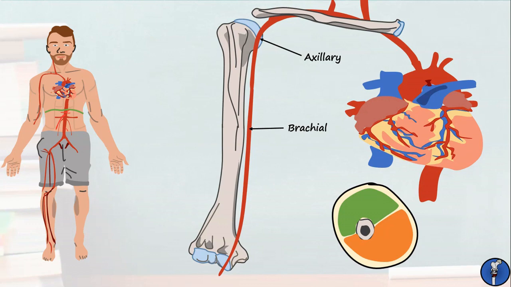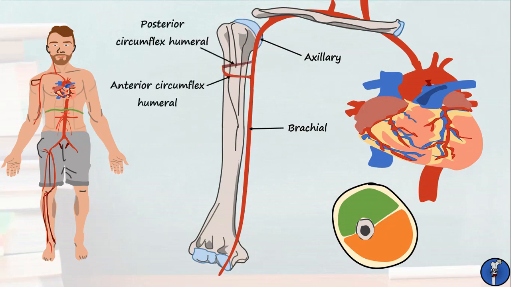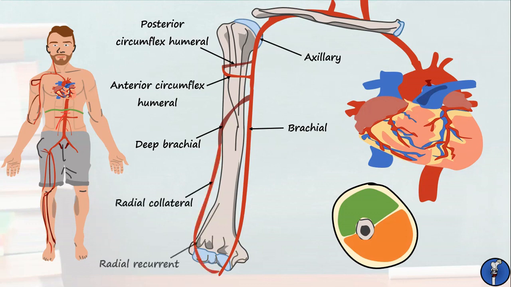The axillary artery produces two important branches, known as the posterior and anterior circumflex humeral arteries. These do a similar job to the circumflex femoral arteries in supplying blood to the neck of the humerus. And the brachial artery produces a branch known as the deep brachial or profunda brachii artery, which supplies the posterior compartment. This continues down the lateral arm as the radial collateral artery and then the radial recurrent artery.